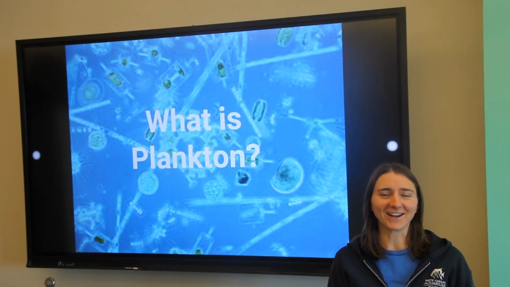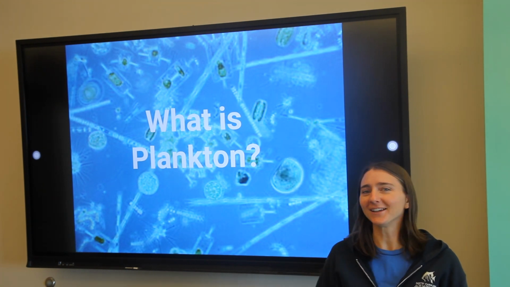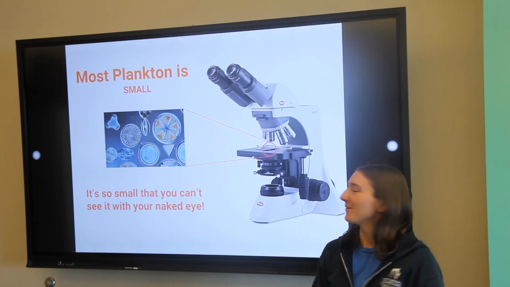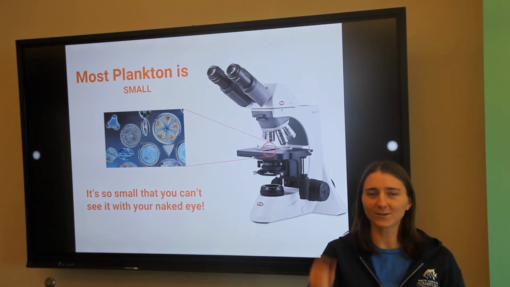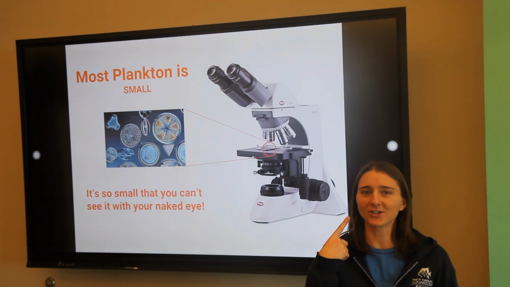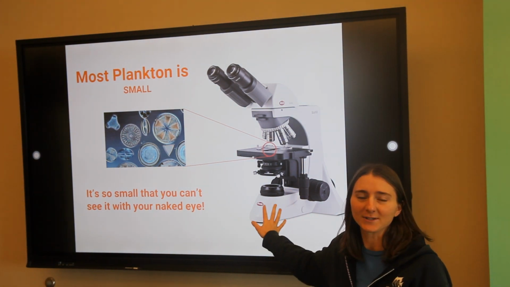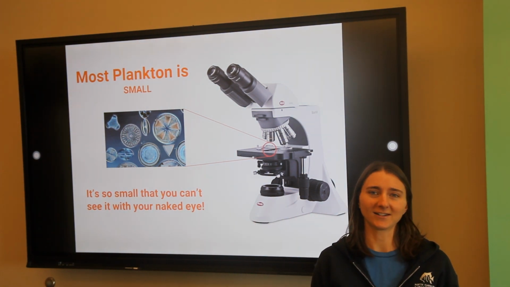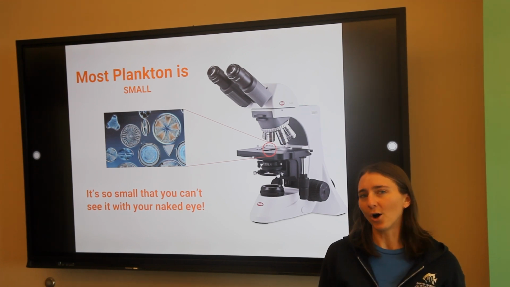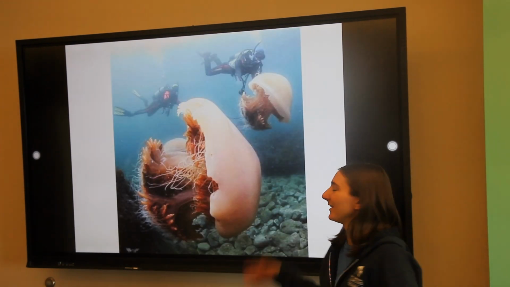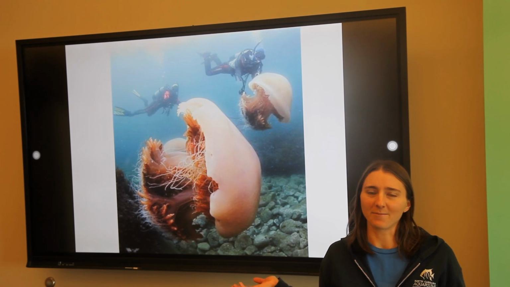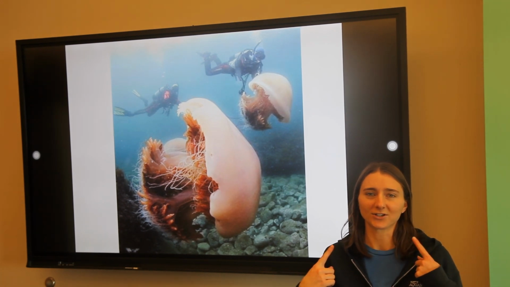Today we're going to be learning all about plankton. So what exactly is plankton? Most plankton are super small, so small that you can't see them with just your eyes. We're going to need to use a special tool called a microscope today to see them. However, not all plankton are super small. This animal right here, the jellyfish, is not microscopic. You can see them with just your eyes.